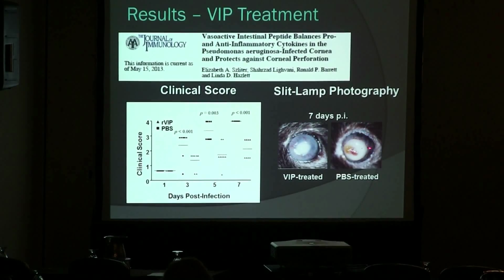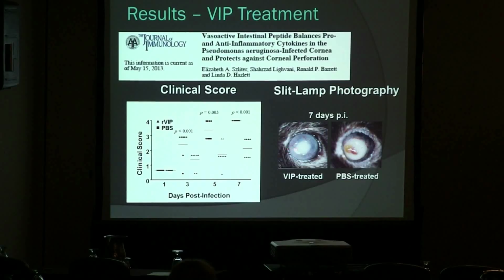We can see a typical response in our PBS-treated animals. The cornea is perforated. This would be what we call a +4. And then after VIP treatment, we can see this would be considered a +2.